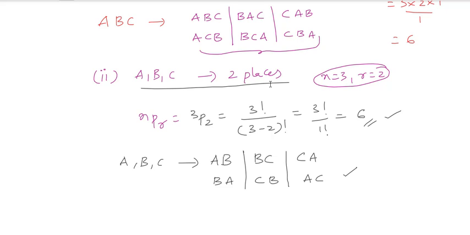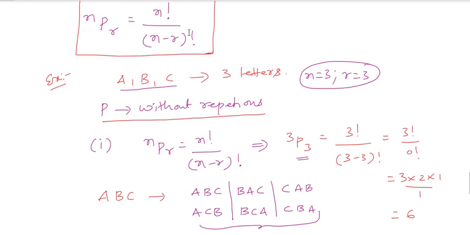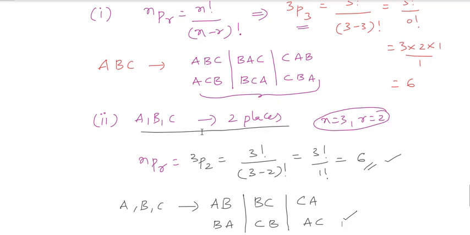So this is how you have to go with permutations without repetitions. Clear now? I hope you understood this. Permutations without repetition means these things: 3 letters with the 3 places I arranged first, and then 3 letters with 2 places I arranged here. Understood? This is the part of permutations without repetition.